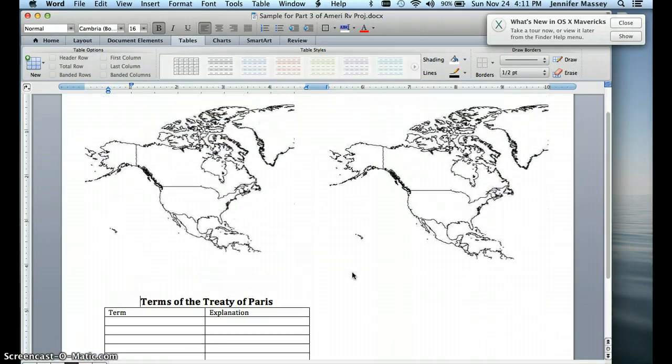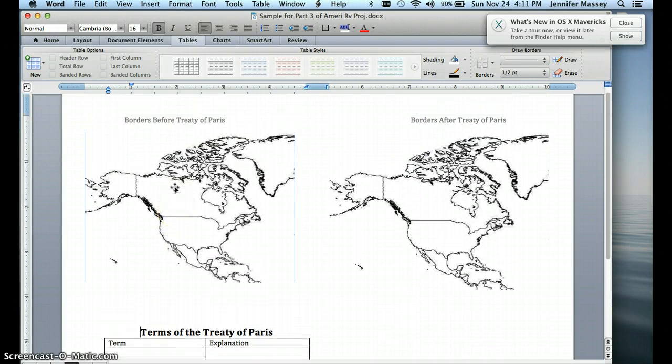All right, so I went and found an outline map on Google of North America. So what I would suggest is that you can either do this as one map, so you would take this and blow it up to make it on one page, or you can do a side-by-side comparison. It doesn't matter to me as long as they all fit in the same designated space on your poster board.